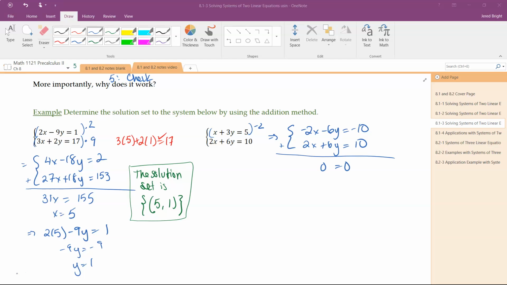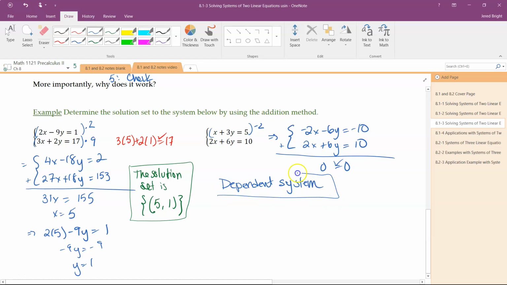Well, okay, what do you do in this case? It's a true statement, right? 0 is equal to 0 anytime. So when this happens, this is actually called a dependent system, okay? When you get a true statement regardless of the value of x and y, this is an example where you get a dependent system, okay? In this case, what you're going to say is that you do have a solution set. Also, this is the same as saying there's infinitely many solutions, okay?